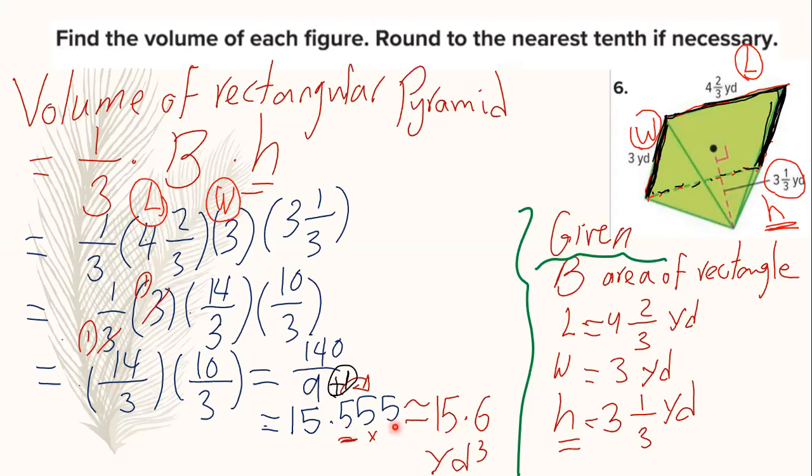15.555. This is a repeating decimal, and we need to round to the nearest tenth. So underline the tenth. It's 5. Look at the digit to the right. It's 5. So I'll cancel this 5 and whatever is to the right and add 1 to the tenth. The volume of this rectangular pyramid will be approximately equal to 15.6 cubic yards.